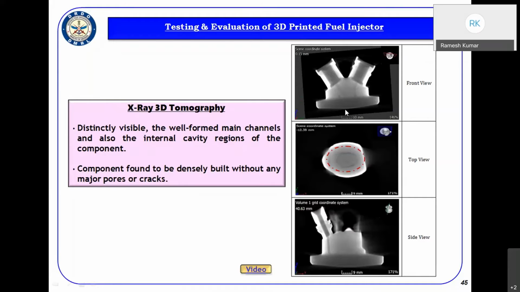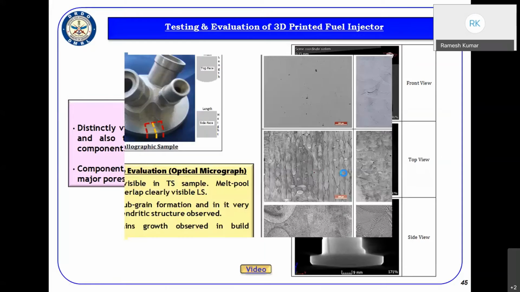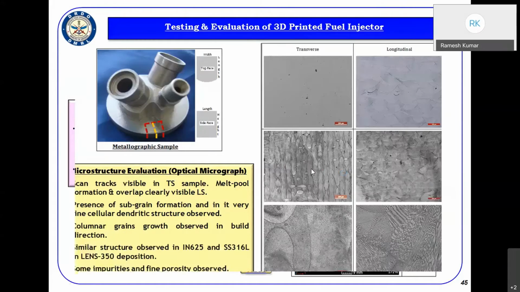And then, taken from that component, we need some amount of sectioning, getting from this slide. Then the scan tracks are clearly visible in the transverse direction. The tracks are visible, and multiple overlaps are also very clearly visible in the longitudinal direction. These are the multiple tracks, layer by layer, formed here.